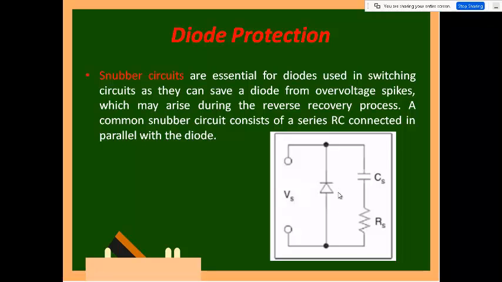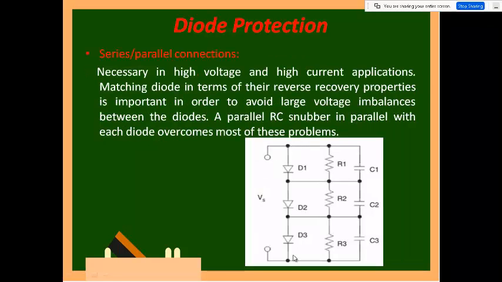The next type is this: the voltage between these two terminals is very high. Let us assume 1500 volts. A single diode cannot withstand it, so we go for a paralleling method or a series method. In series, you can see the total voltage Vs is distributed across diodes D1, D2, D3. For each one I have a separate snubber circuit, and this snubber circuit will protect my device.